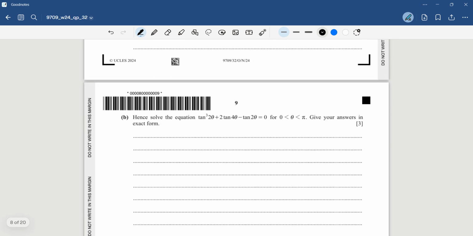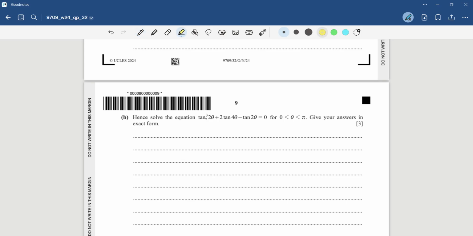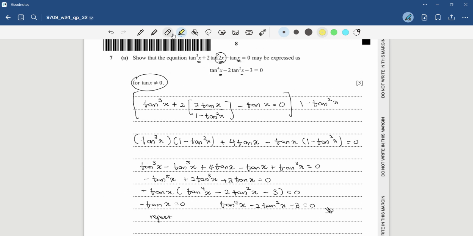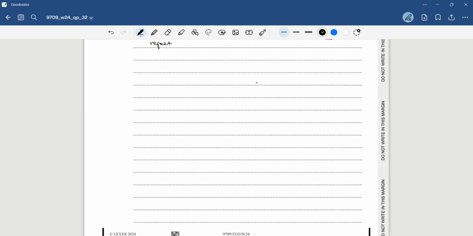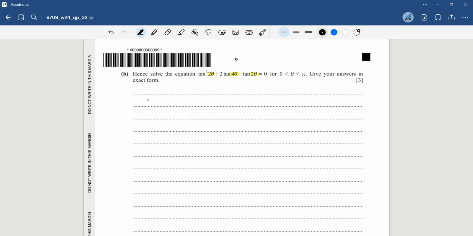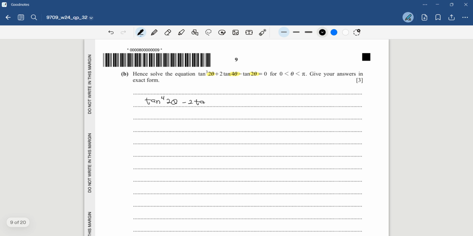B. Hence solve the equation of this. If you notice here, over here is 2 theta, 4 theta, and 2 theta, whereas the question here gives you x, 2x, and x, which means now my x becomes 2 theta. So instead of this equation, I can use this. So it's going to be tangent power of 4, 2 theta minus 2 tangent square 2 theta minus 3 equal to 0.